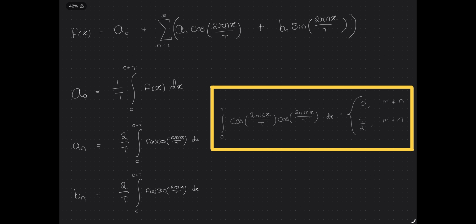It spans from 1 to infinity because negative frequencies are just redundant in real life. And n equals 0 is just A sub 0, the DC constant.